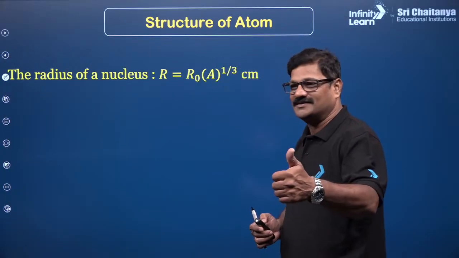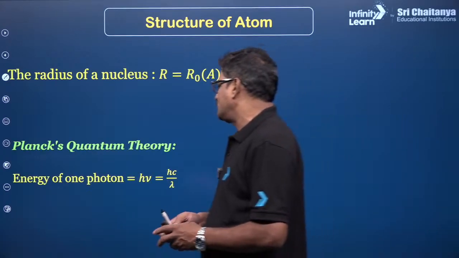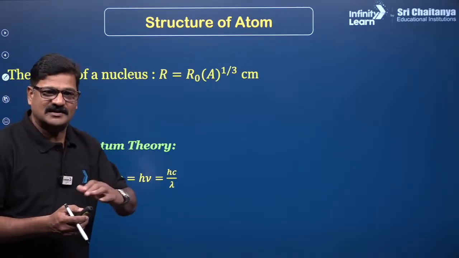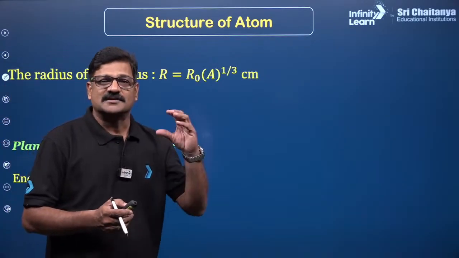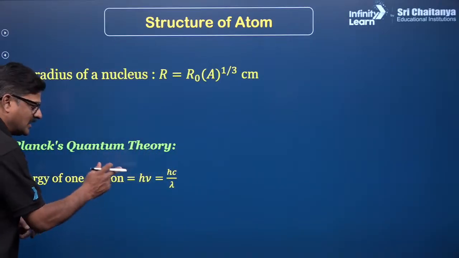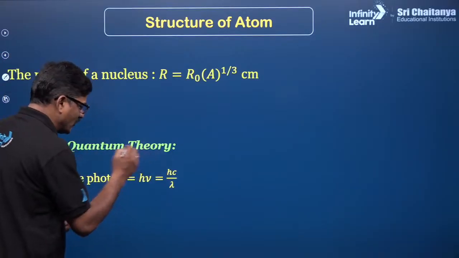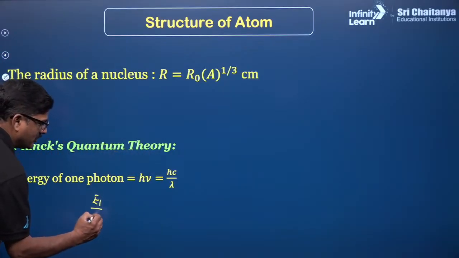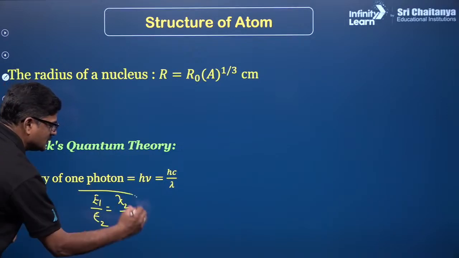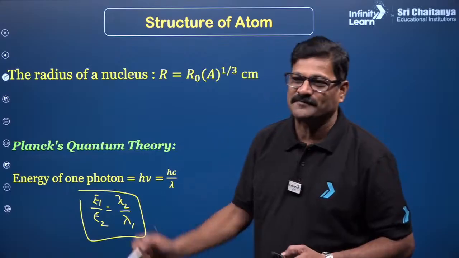Okay, very good. Pramila Devi, come on. And also you can see Planck's quantum theory, energy of the photon. Light is a form of energy. It is propagated in the form of energy packets called quanta, and each quanta has a certain amount of energy that is equal to h nu and hc by lambda, and energy 1 by energy 2 is equal to lambda 2 by lambda 1. So it is one of the important ratios. Hi, Prashant Kaushik, good afternoon.